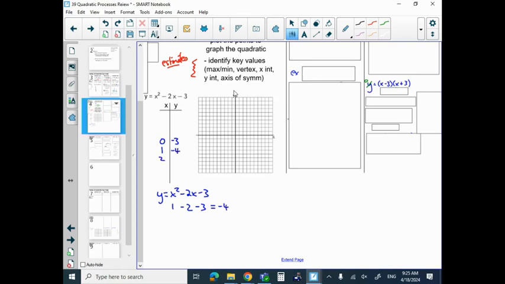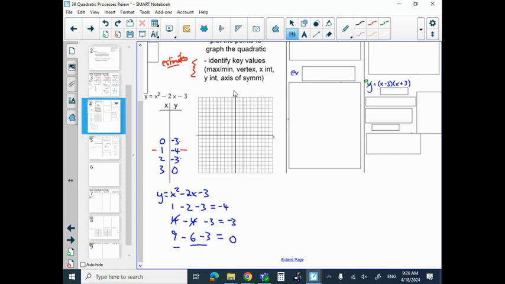Put in a 2. 2 squared is 4. -2 times 2 is -4. So those are gone, and we have a -3. So it's going to be -3. And it's kind of nice when you see that repetition starting already, because you can tell that's your axis of symmetry. So let's go one more this way. 3 squared is 9. 2 times 3 is -6. And then the -3. You can tell here you've got -9 and 9, so it's a 0.